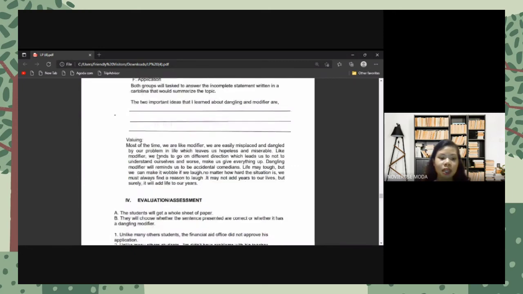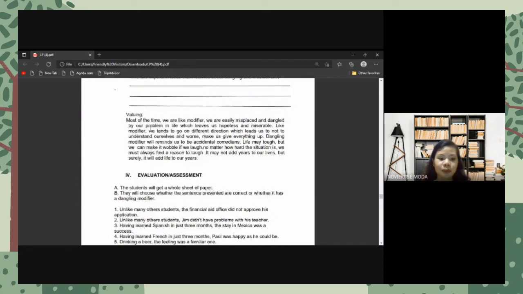So we have here a valuing. Most of the time, we are like a modifier. We are easily misplaced and dangled by our problems in life, which leaves us hopeless and miserable. Like a modifier, we tend to go in different directions, which leads us to not understand ourselves and, worse, makes us give everything up, and a dangling modifier will remain us accidental comedians. Life may be tough, but we can make it wobble if we laugh no matter how hard the situation is.